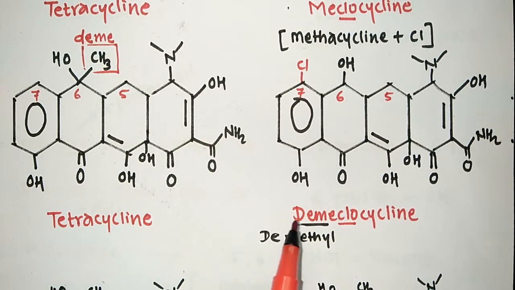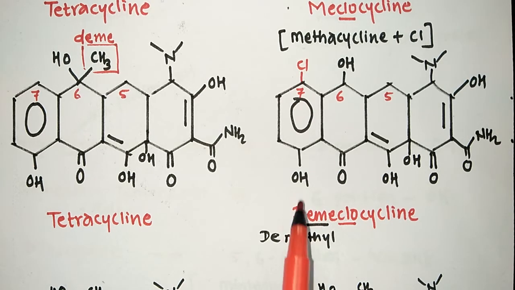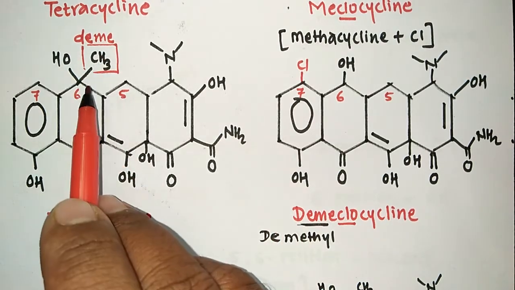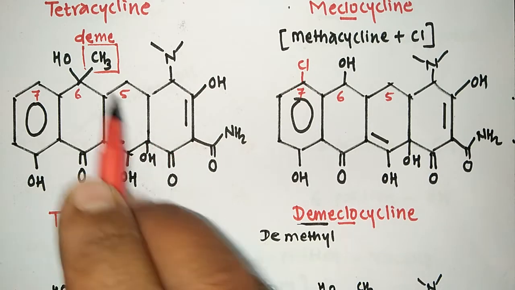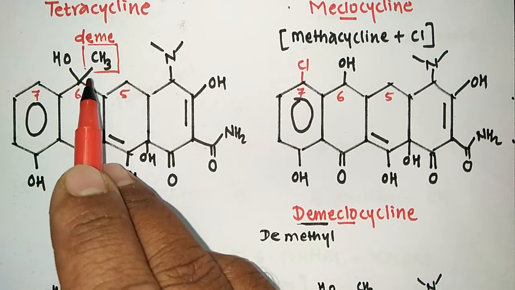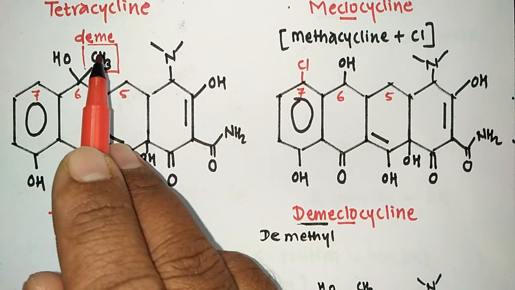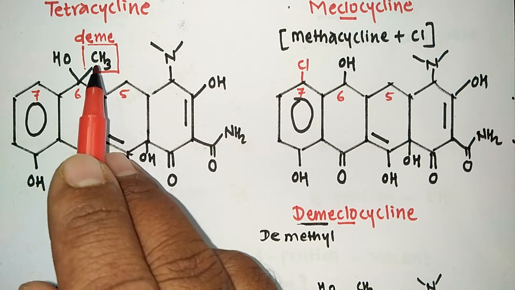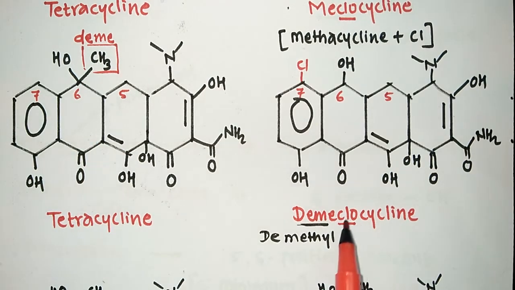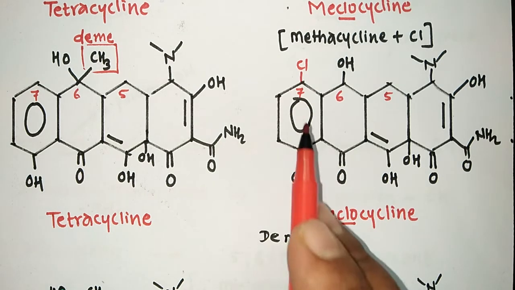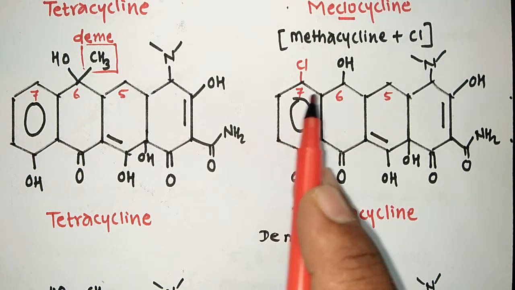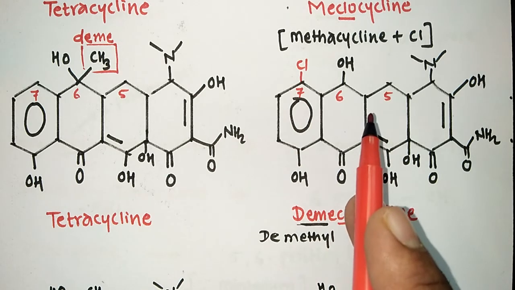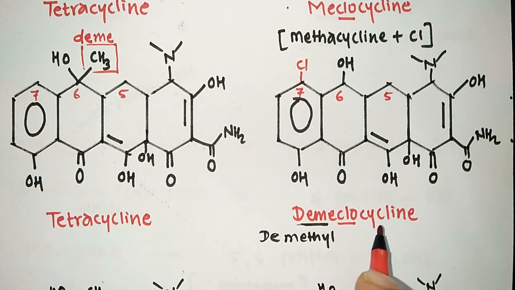So dimeclocycline: the "dime" word indicates demethylation. We have to delete this methyl group from the 6th position, as the "dime" reminds us about deleting this methyl group. And the "chlor" word is a clue telling us that we have to place the chlorine at the 7th position. So it is a clear-cut structure of dimeclocycline.